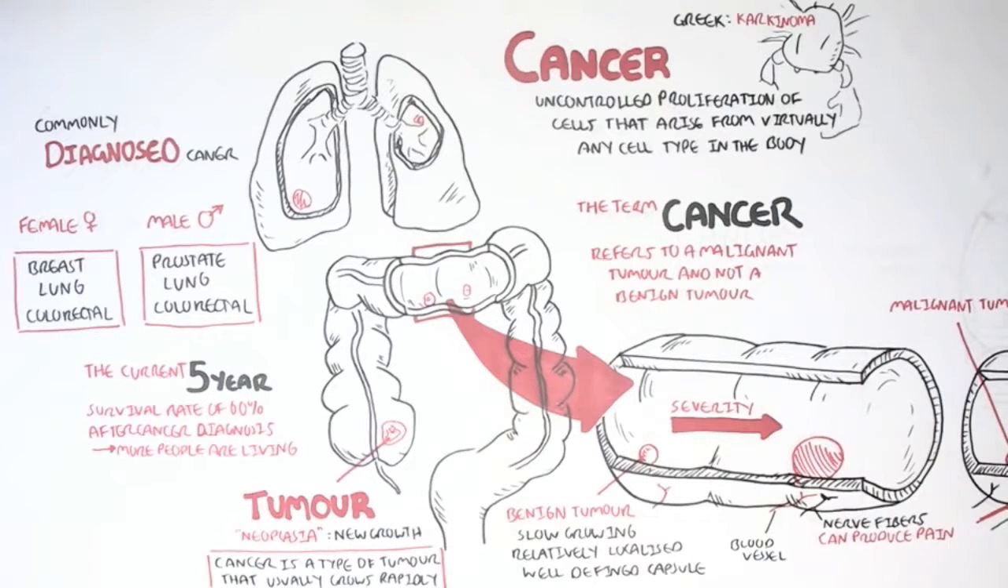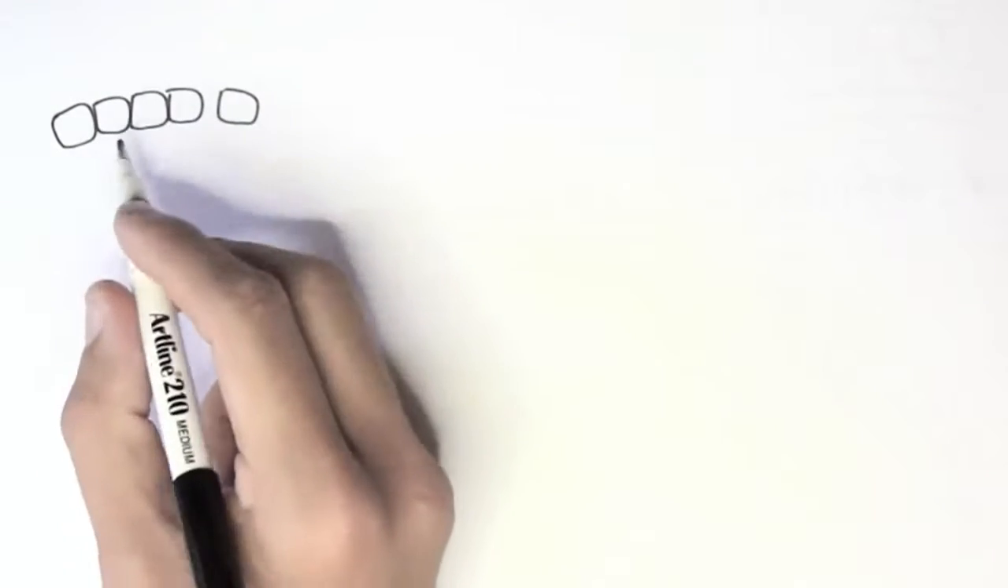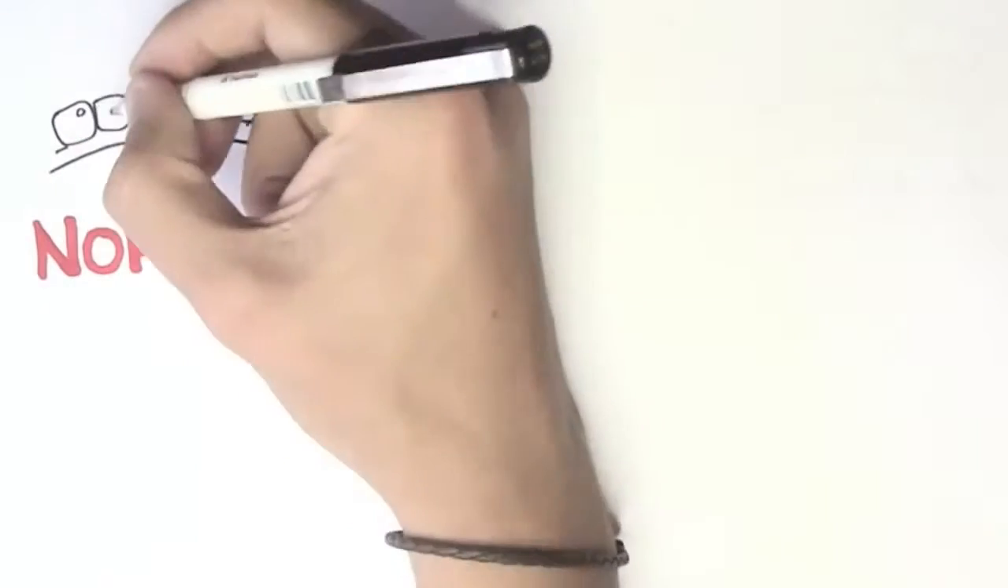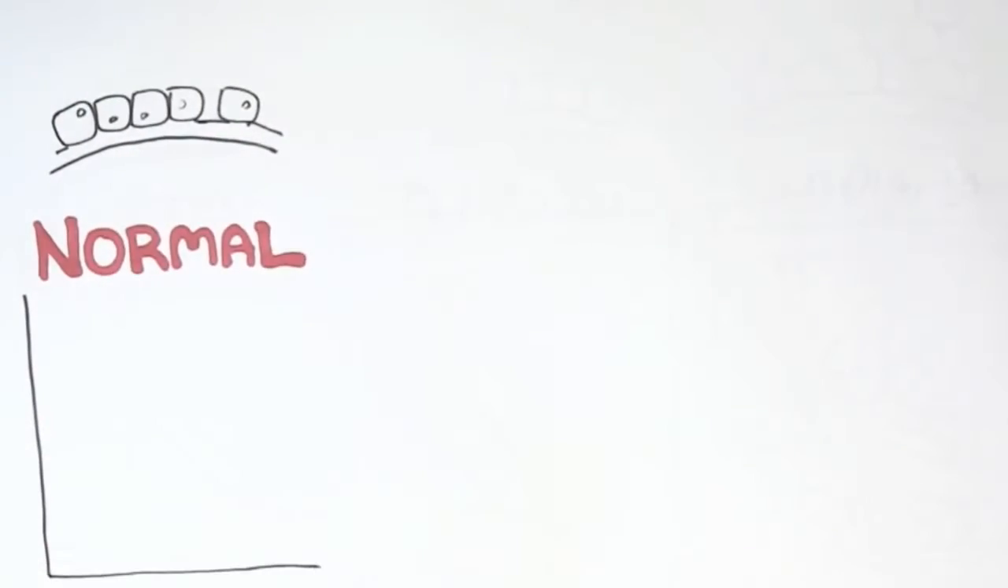Now let's learn a bit more about the pathophysiology and progression of cancer. So we're looking at a malignant tumor. Here we have a layer of cells in a particular tissue. It can be from the prostate, the breast, for example. And this is normal. These are healthy cells.